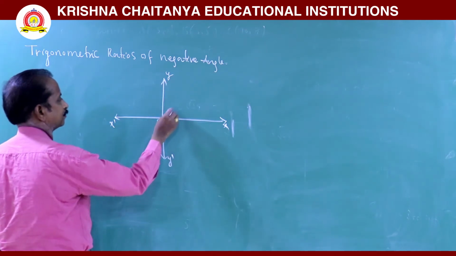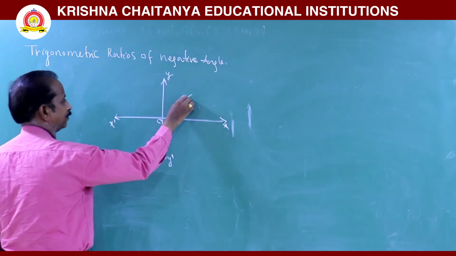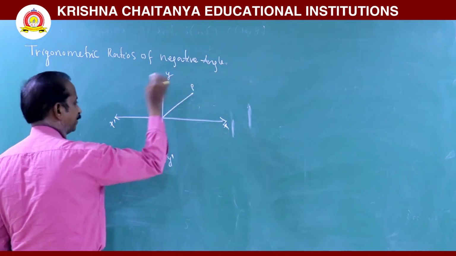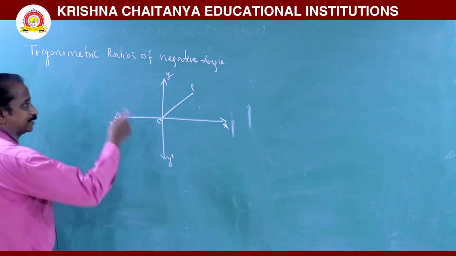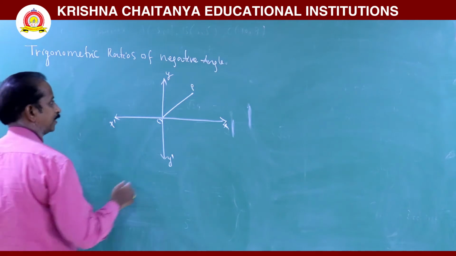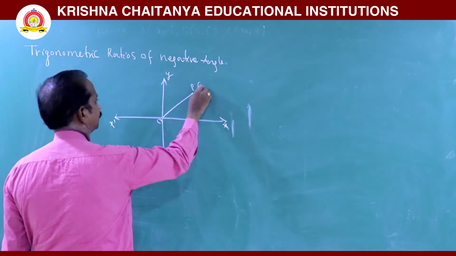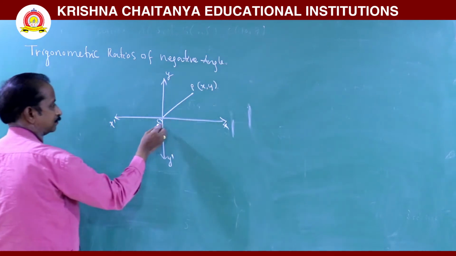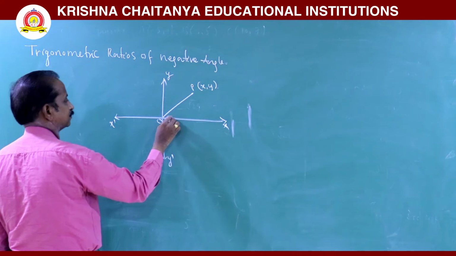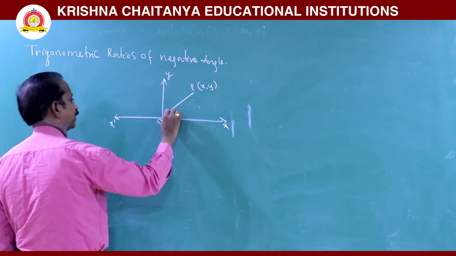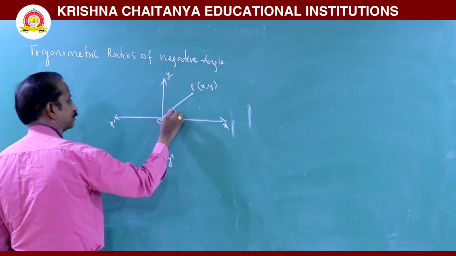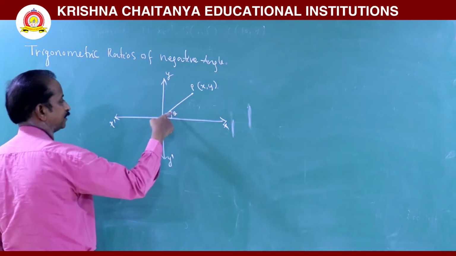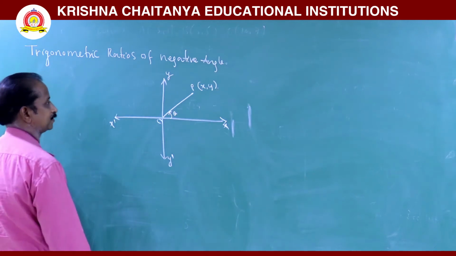Consider OP ray or OP line. This is OP line. We know that P is nothing but a point, P is nothing but x comma y. The x axis makes an angle with OP, theta. That means angle XOP is equal to theta in anti-clockwise direction.